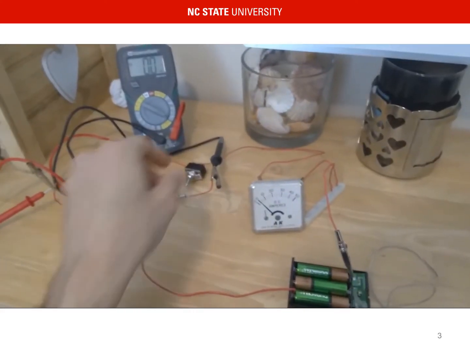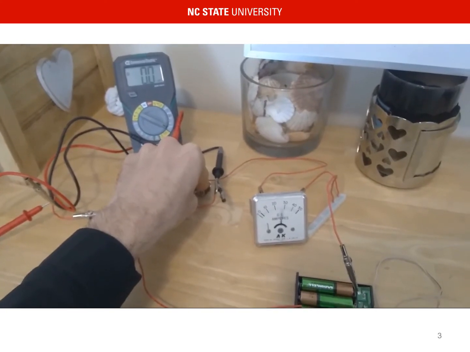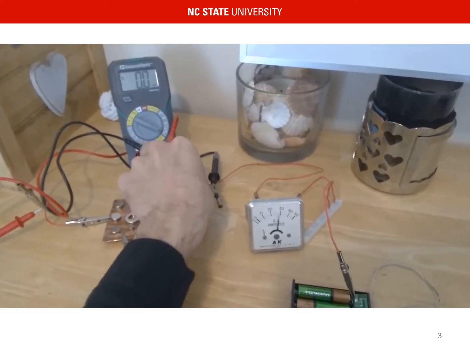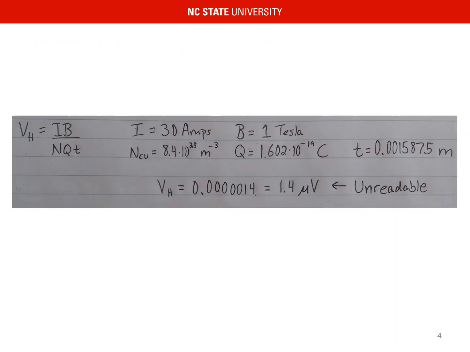Let's try a simple circuit here. We see a current reading of about 30 amps, but no voltage across this plate. Let's see what happened by checking the math for this circuit. Using the equation we derived, we see the Hall voltage for this copper plate is very low.